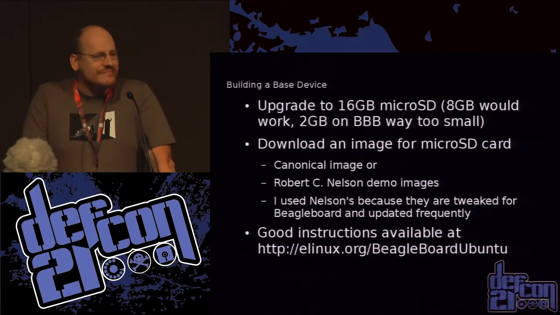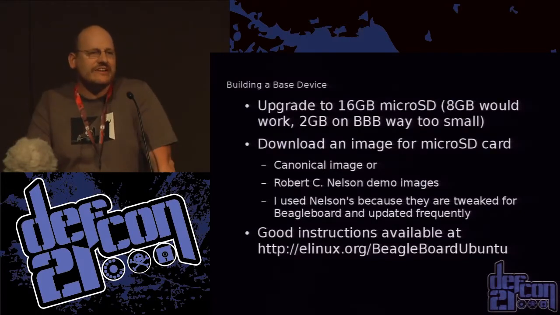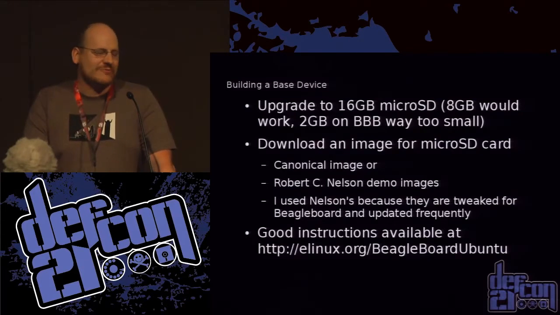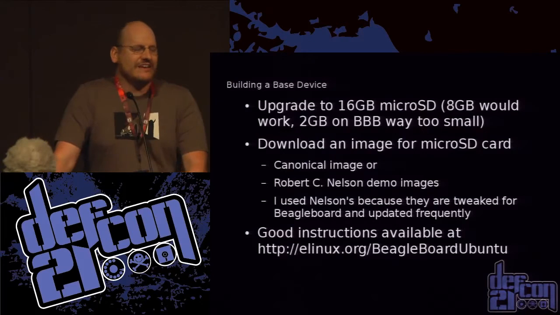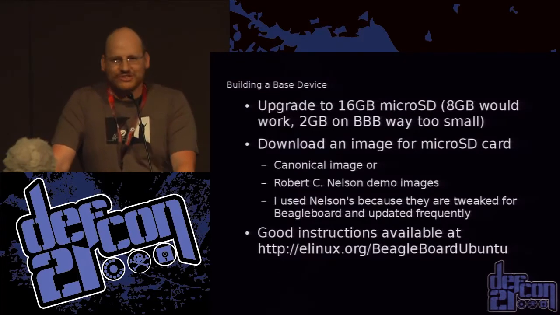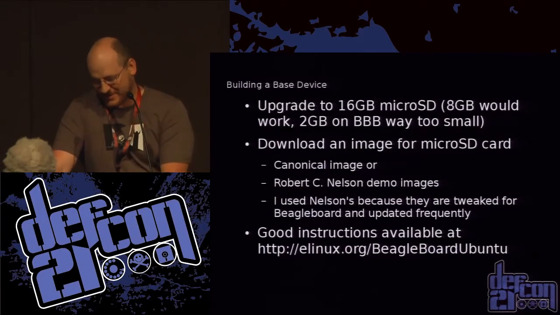But so what you want to do is you get a micro SD card, and you create an image. And if you're going with Ubuntu, you can go to Canonical. You can get their images. Or there's a guy named Robert C. Nelson. I think this guy just writes stuff for embedded devices all day. I chose to use his branch of Ubuntu because it's nicely optimized. It's updated a lot. And you can find some good instructions on how to do this stuff at the link provided if you want to do so.